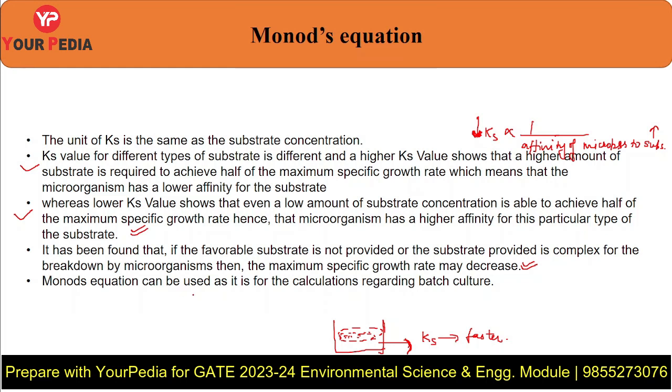And Monod's equation can be used as it is for calculations regarding batch culture. There are different culturing techniques: batch culture, fed batch culture, and continuous culture, in which we utilize the microbial populations for our benefit, like to produce primary or secondary metabolites. Monod's equation is one of the equations which can be used directly for calculations with respect to batch culture. So that is all about the growth curve and Monod's equation.